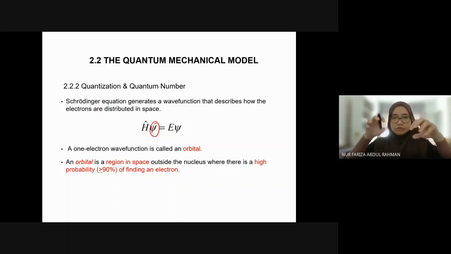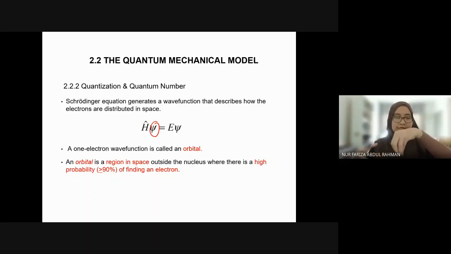As of now we know that the electron is not circulating the nucleus in an orbit. That was totally rejected last time. It does not circle the nucleus. Actually, it is distributed in space.